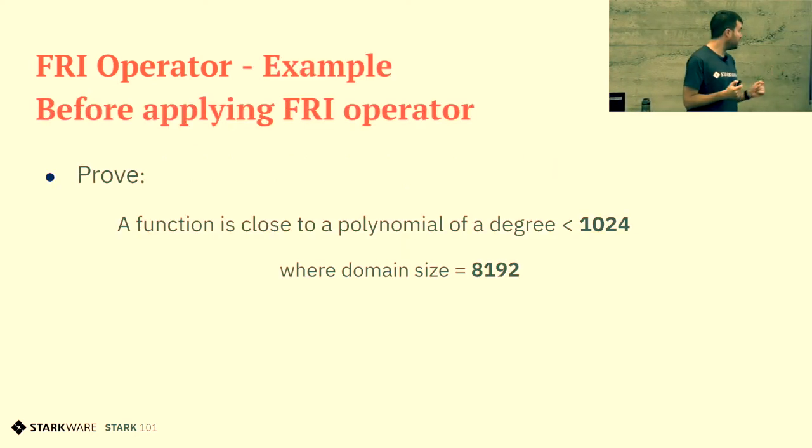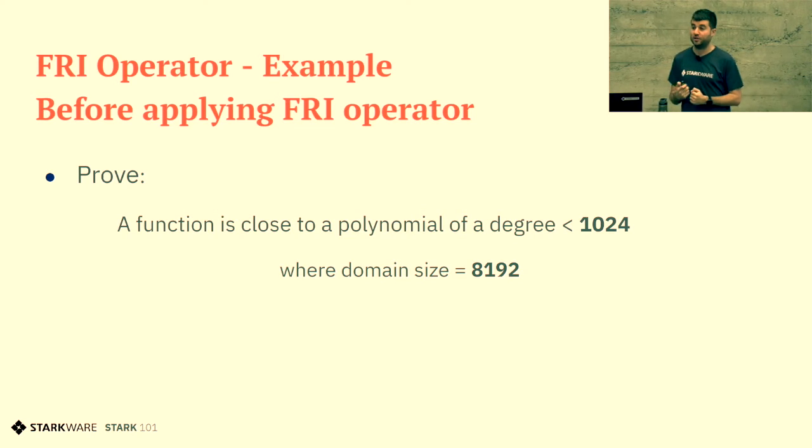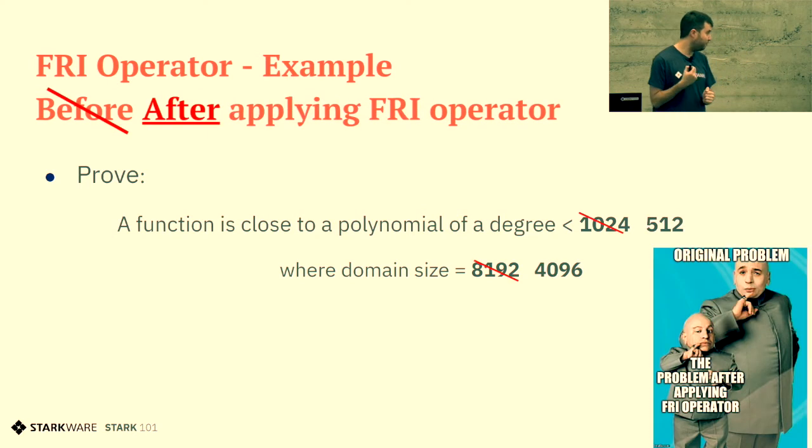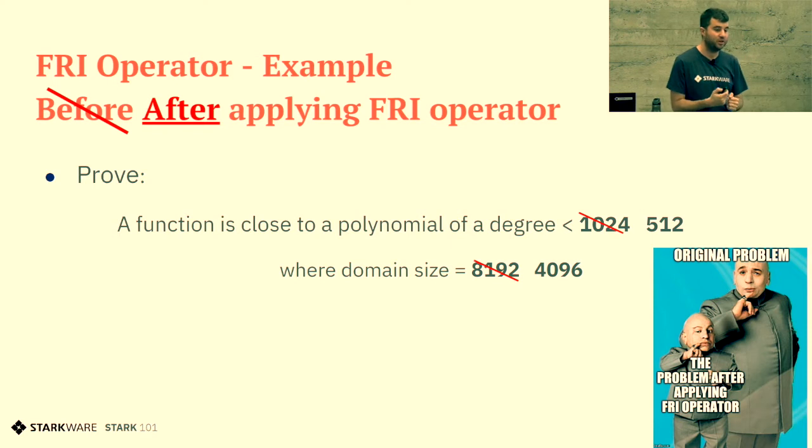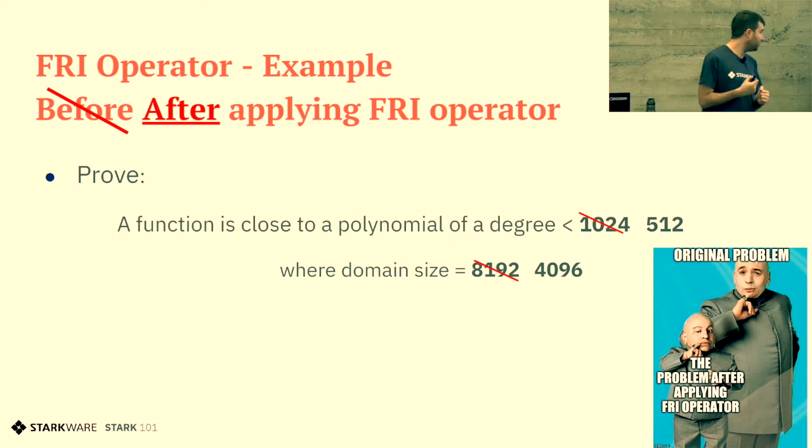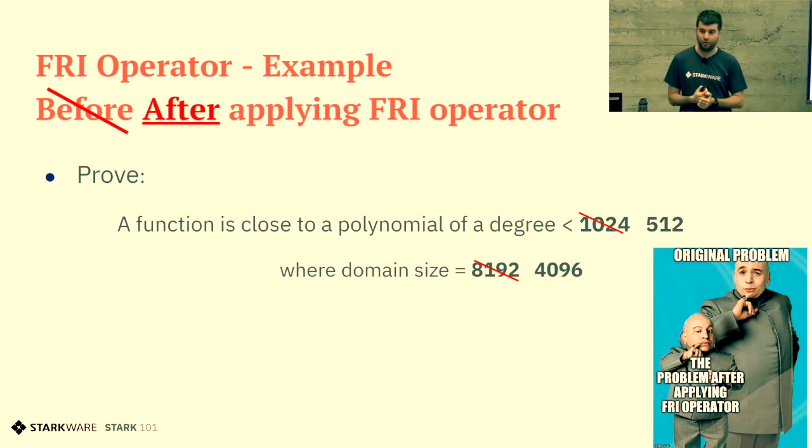If we start with a function that we need to show is close to a polynomial of a degree bound of 1k, where the domain size is 8k, we can apply the FRI operator once, and we get a new function that we need to show is close to a polynomial of a bounded degree 512, where the domain size is 4k. So the problem after applying the FRI operator becomes smaller.